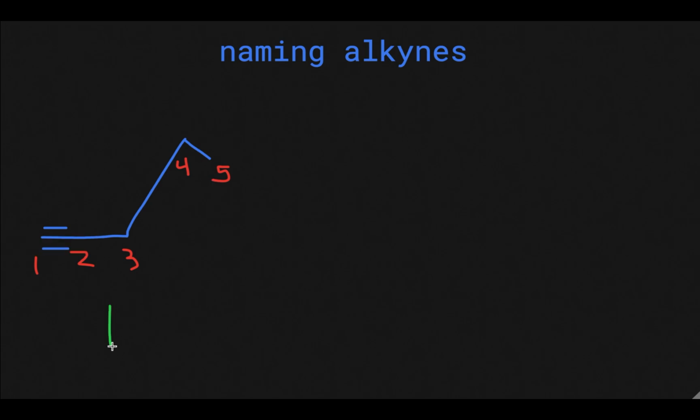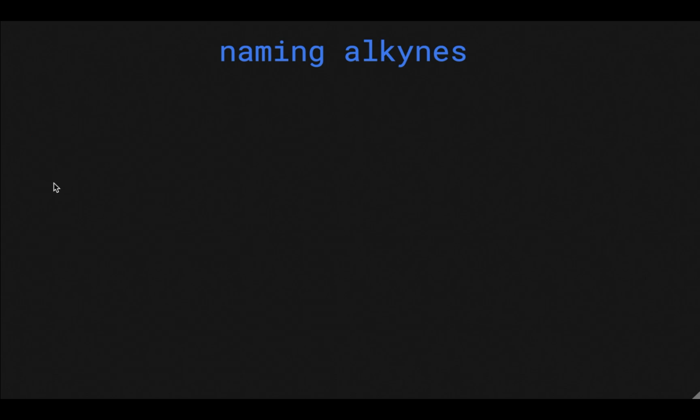So let's go ahead and put the whole name together. We have the number 1 because that's where the triple bond begins. We have the prefix pent because there are 5 components to this chain. And our ending is going to be "yne." 1-pentyne. Okay, let's go ahead and move on to our third example.